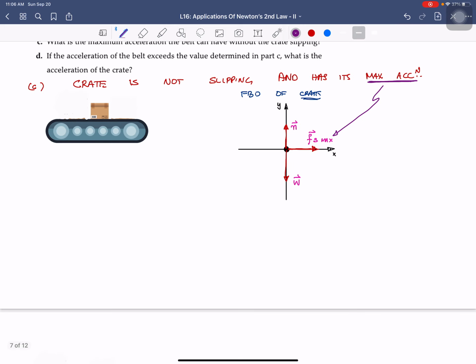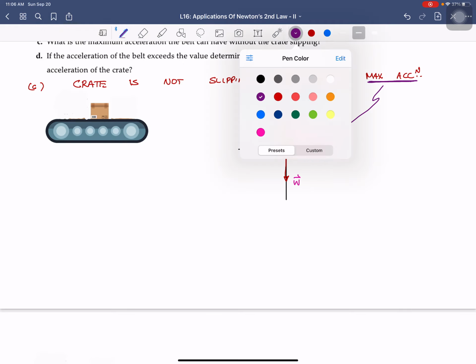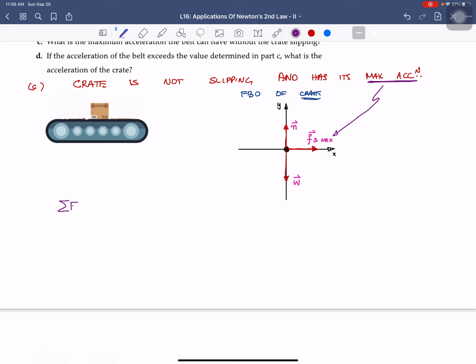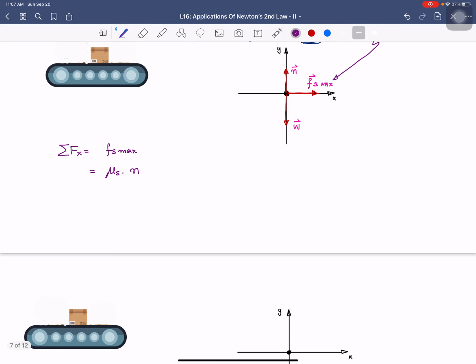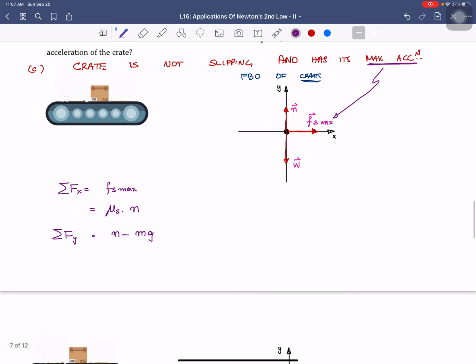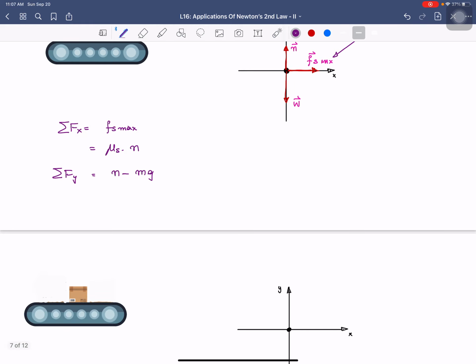Let's focus on the net force in the x direction, which is in fact Fs max. And we know that the maximum force of static friction is mu sub s times the normal force. Net force in the y direction is N minus mg, with the normal force along the positive y-axis and the weight along the negative y-axis.